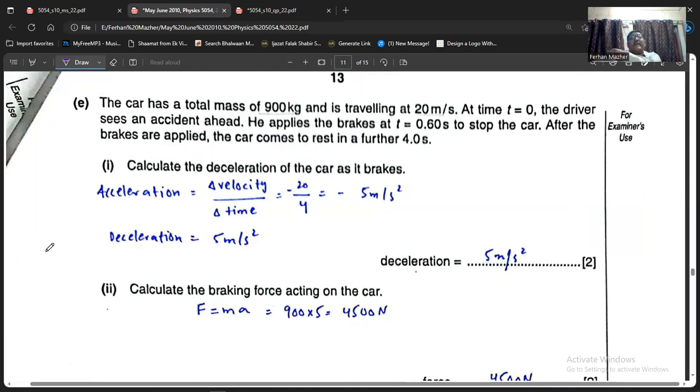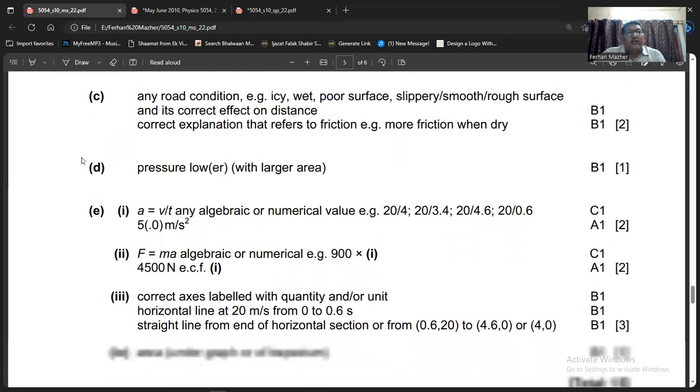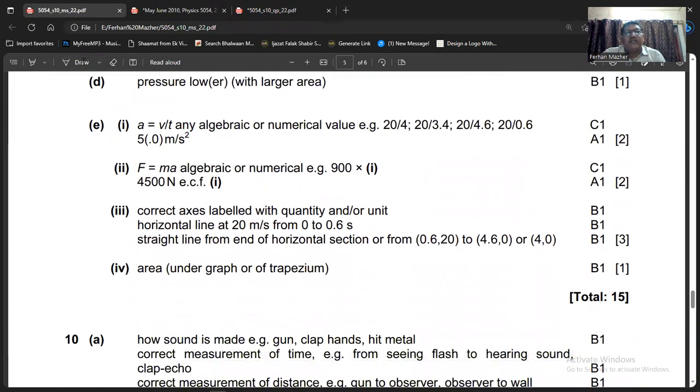Because we are saying it's deceleration, in your final answer you will not put the negative sign. So this was the E part. So our answer is right.